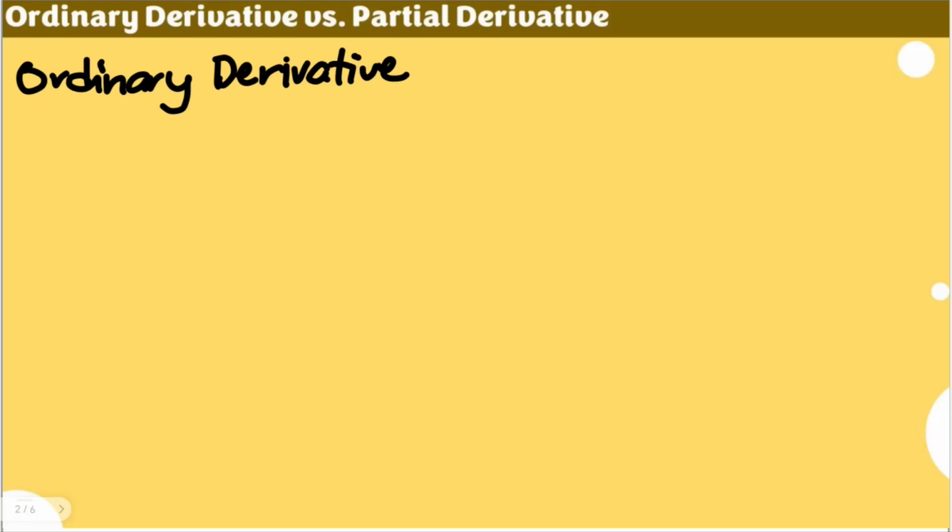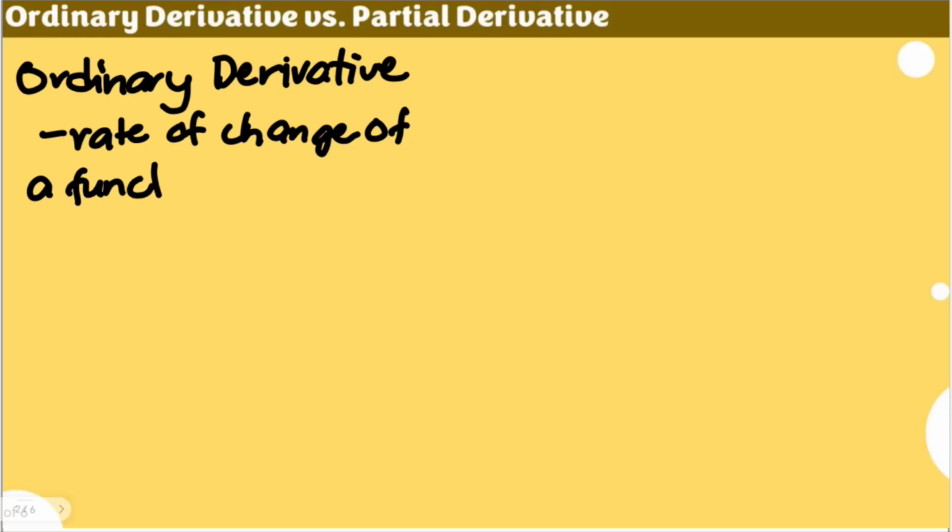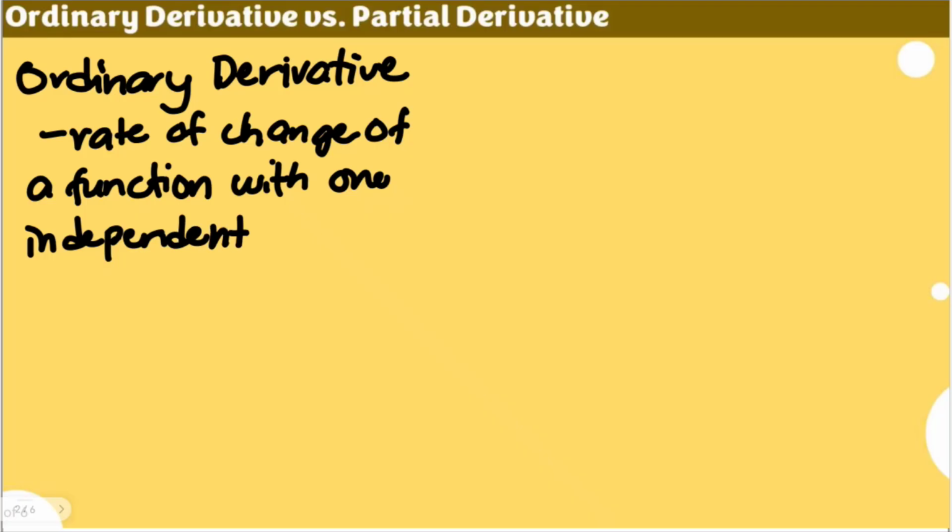The ordinary derivative is actually the rate of change of a certain function, a certain function with one independent variable. So we also have a video on this playlist talking about the independent and dependent variables. So you might want to review on that so that you can also grasp the idea here.